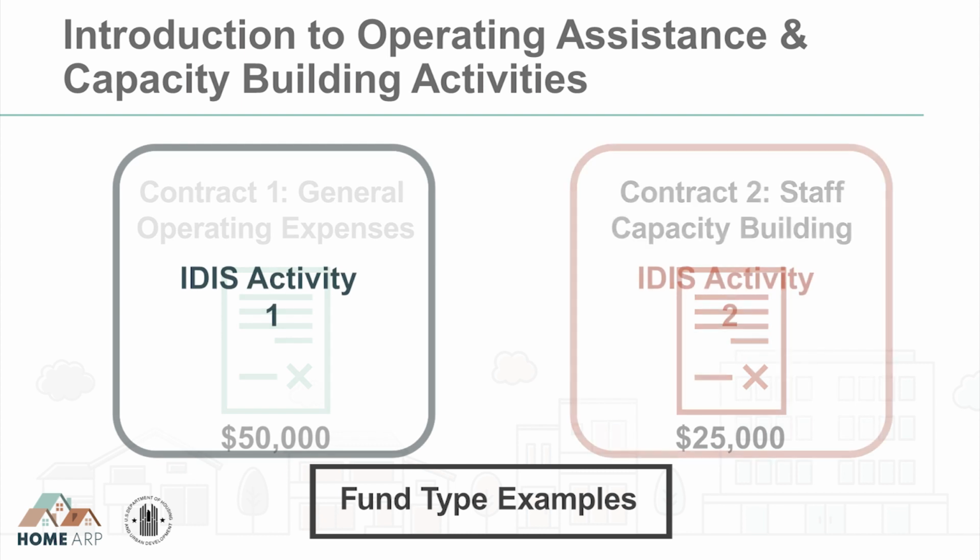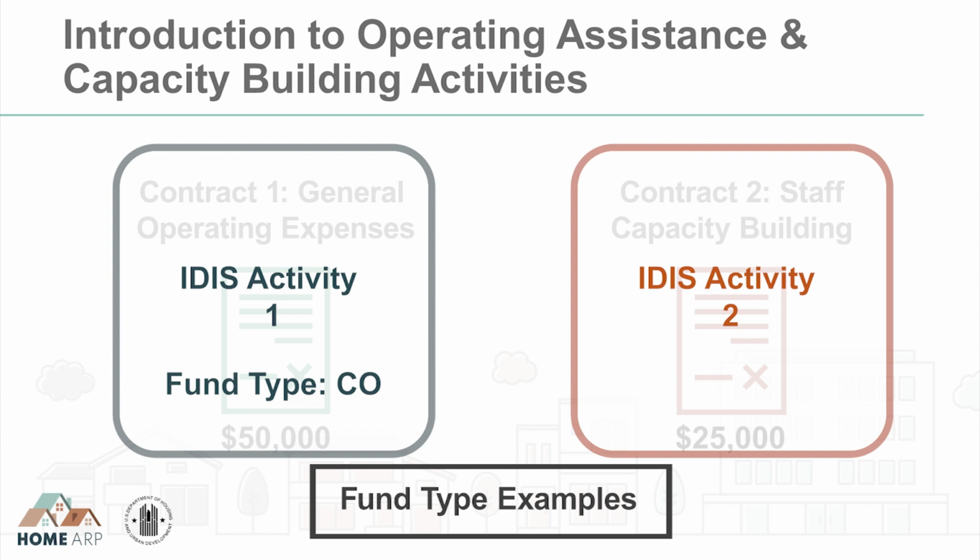The PJ may set up 2 separate activities in IDIS, one activity for each agreement. As a reminder, the PJ should not set up an activity in IDIS until the written agreement is executed. Each activity must be funded with the appropriate fund type: CO, Nonprofit Operating, for the operating assistance activity, and CB, Nonprofit Capacity Building, for the capacity building activity.